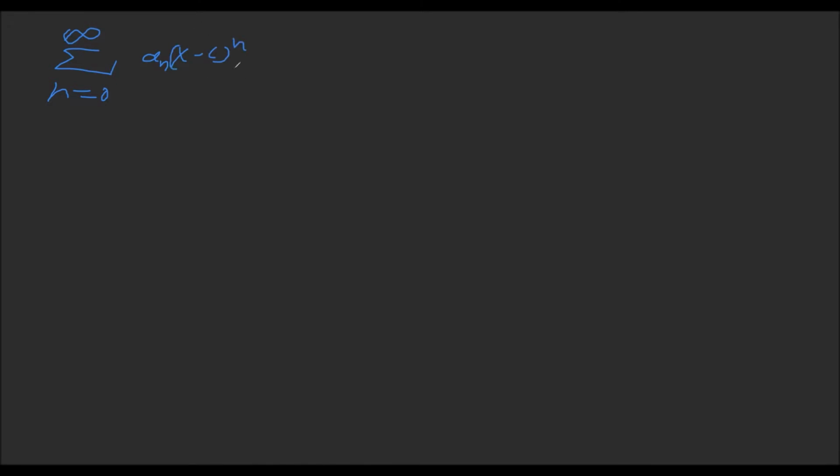Now, of course, if c is equal to 0, then you'll have x to the power of n rather than x minus c to the power of n. So there are a few things I want to go over. Power series have what's known as an interval of convergence and a radius of convergence. The interval of convergence is the set of points at which the series will converge depending on the value of x. And the radius of convergence is simply, I suppose, the length of the interval of convergence, if that makes sense.